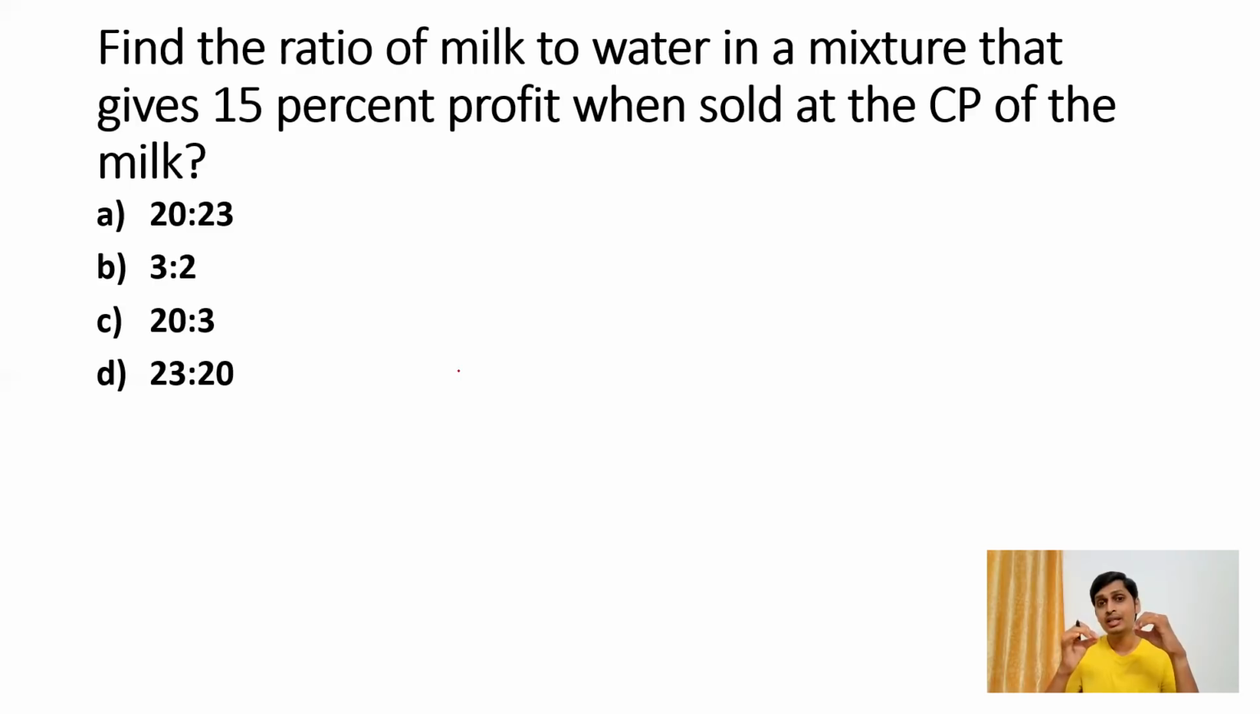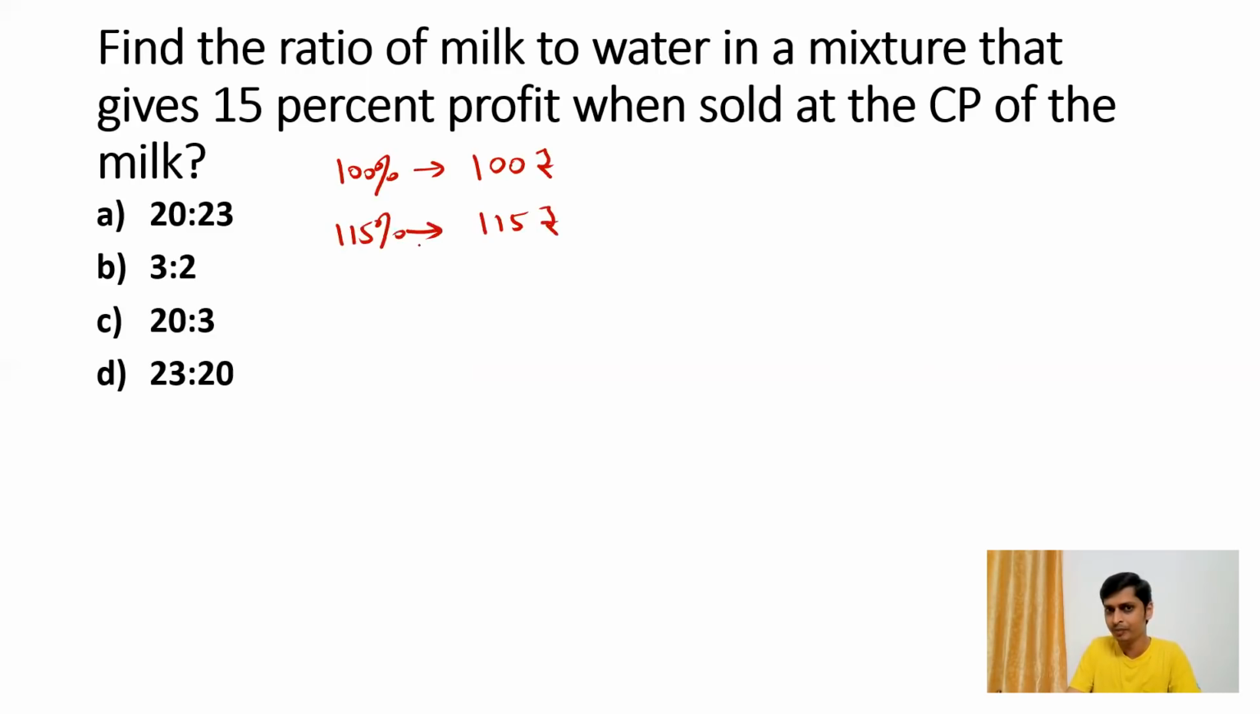That means how many liters of water are added? Now, what is the ratio of milk and water in the mixture? This is your question. So we can write like this. The cost price of 1 liter milk is 100 rupees. So this is 100 percentage for you. Now, if you want to gain 15% profit, you have to sell for 115 rupees. Then only you will get a 15% profit, isn't it? Now, you can't sell it for 115 rupees because the customer won't purchase. You have to sell for the same 100 rupees, but you have to gain 15% profit.